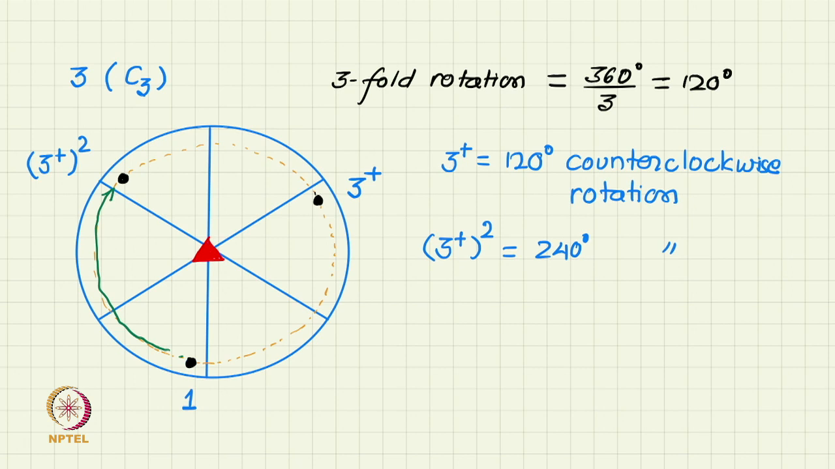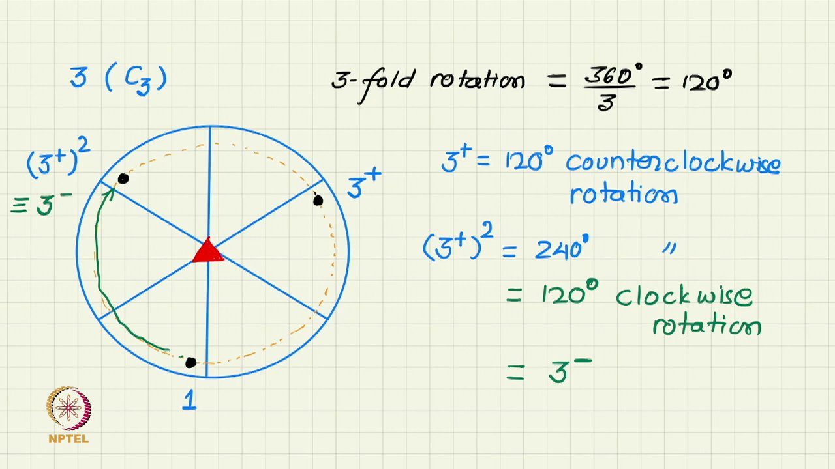So, I write this operation, crystallographers use a different notation. The International Tables use this different notation: 3 plus square is equal to a 120 degree clockwise rotation. And a 120 degree clockwise rotation we can say is a negative threefold rotation, and I give it the symbol 3 minus. So, instead of 3 plus square, 3 minus is used.